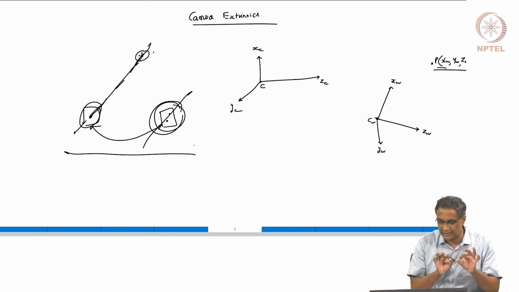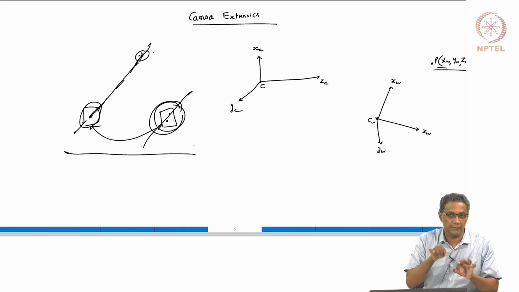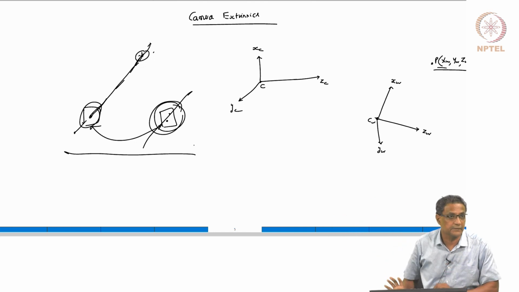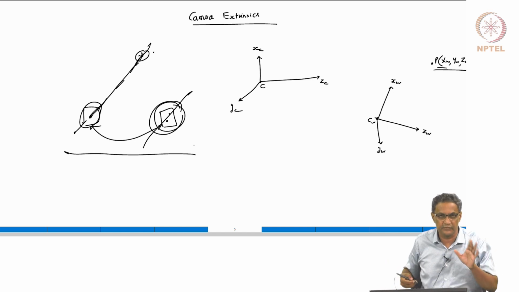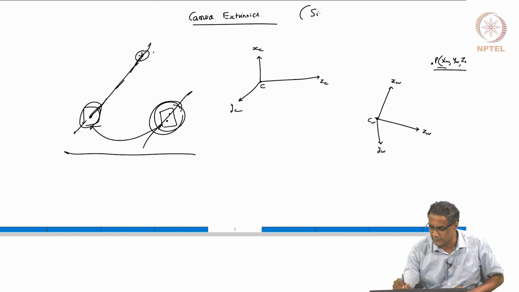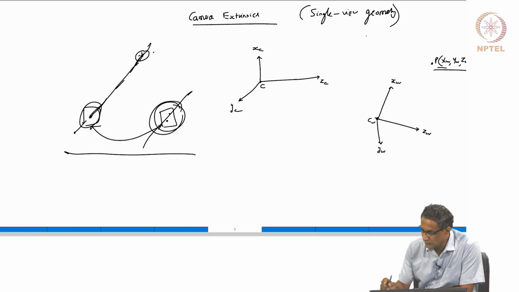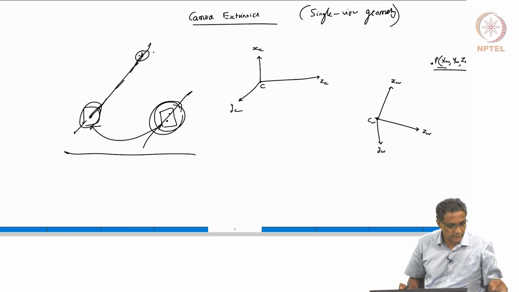All that we are saying is, can I express the image coordinates given that the world coordinate is not with respect to the camera coordinate system, but with respect to a different coordinate system, which could be a world coordinate system arbitrarily chosen. So all that we are still doing is single view geometry. But remember, it is exactly these ideas that will come back when we do two view geometry, or multi-view geometry.